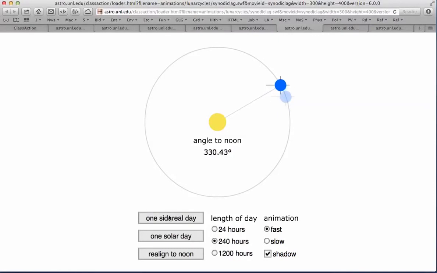Take a look what happens if we use a 360 degree measurement as our day. We're going to be way off. Reset. Let's look at what a solar day is. A solar day is actually way more than 360 degrees. Here's our flagpole. Watch really quickly. Cool.